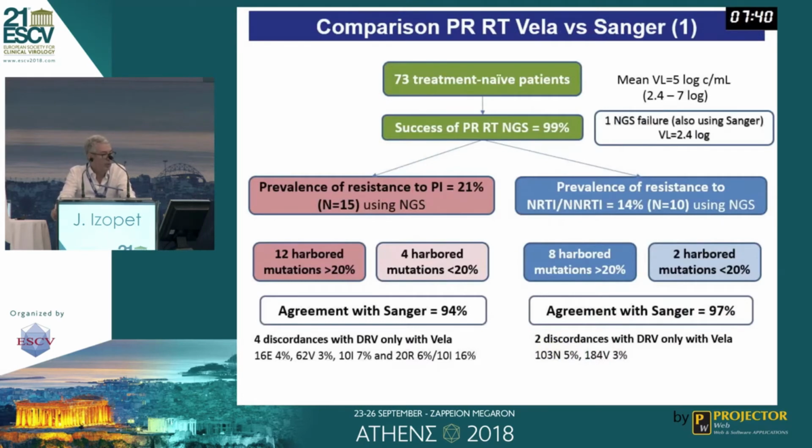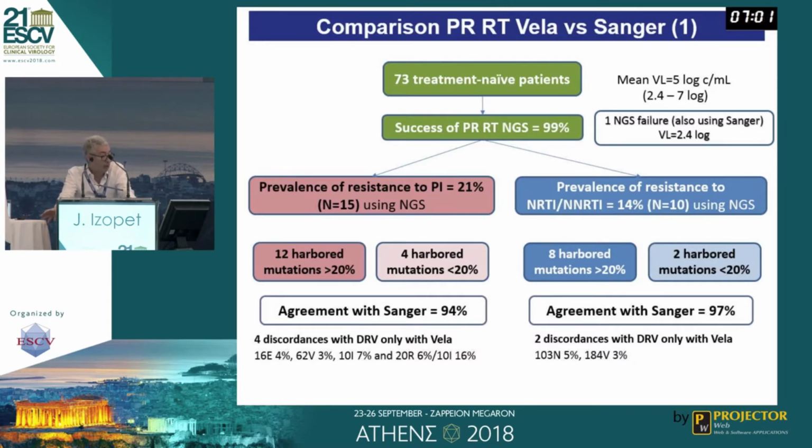Regarding the comparison between Vela and Sanger for protease and reverse transcriptase mutations, the results are summarized here for treatment-naive patients. In these patients, the viral load was 5 log copies per ml, and the success rate with NGS was 99%. There was only one failure, and there was a failure also with Sanger sequencing, and the patient had a low viral load.